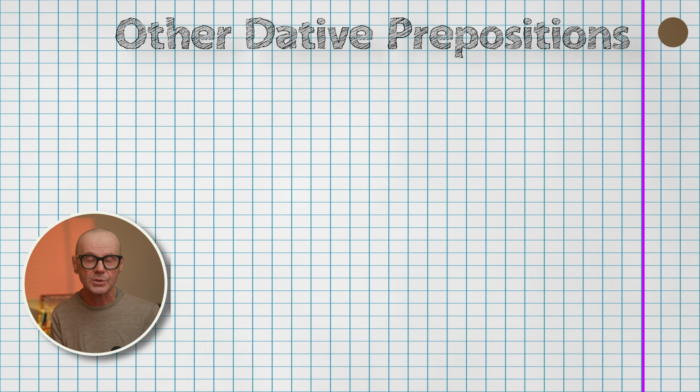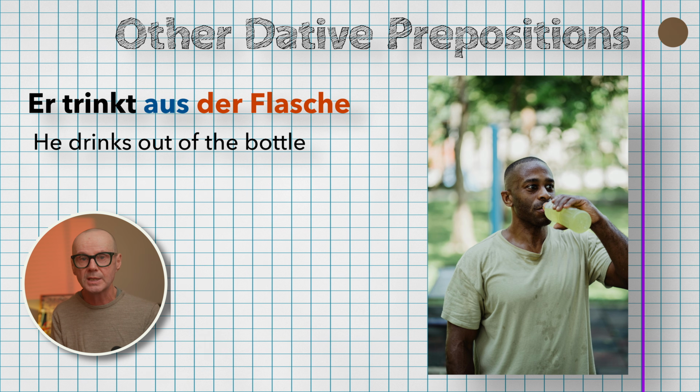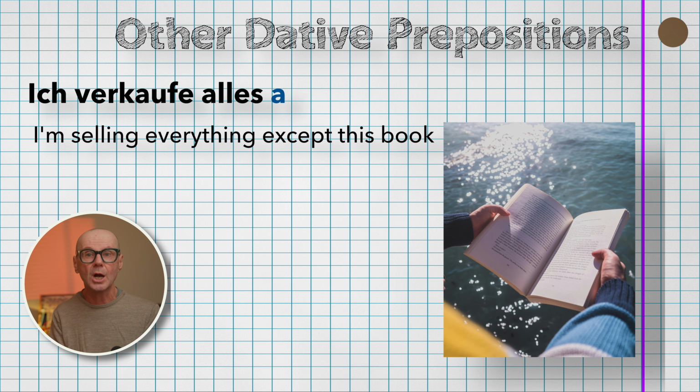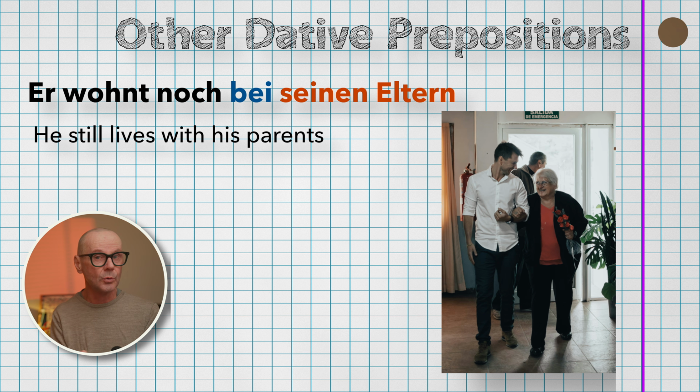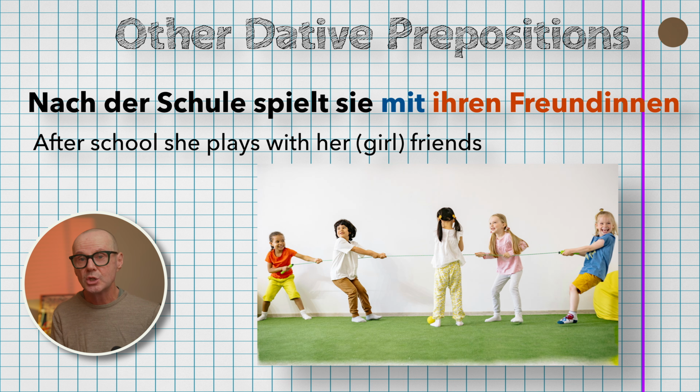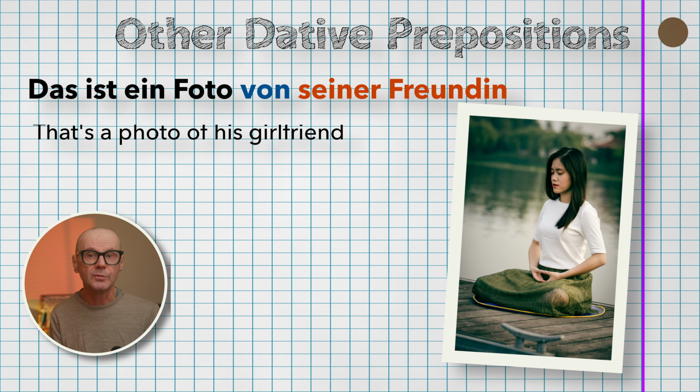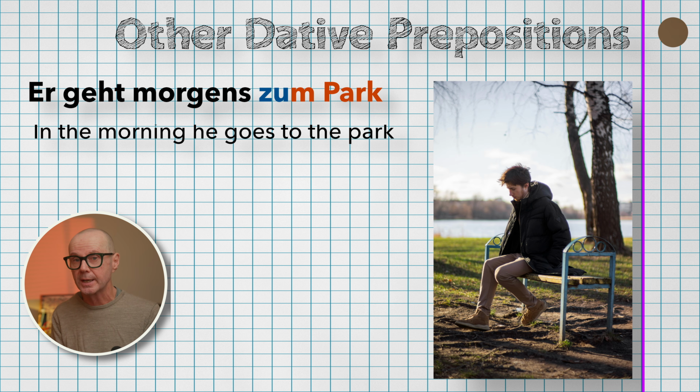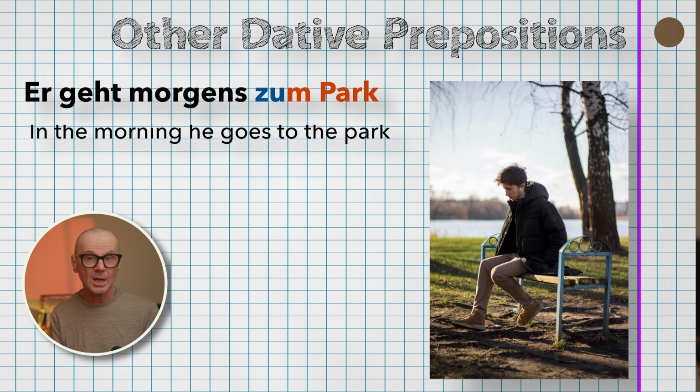Instead of working through all of the other prepositions, let's just look at some examples of them being used. "Er trinkt aus der Flasche." "Ich verkaufe alles außer diesem Buch." "Er wohnt noch bei seinen Eltern." "Nach der Schule spielt sie mit ihren Freundinnen." "Das ist ein Foto von seiner Freundin." "Er geht morgens zum Park." So lots of examples there, each one of them using one of the prepositions that are always used with the dative.